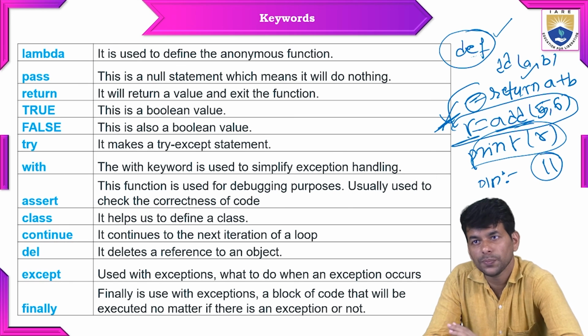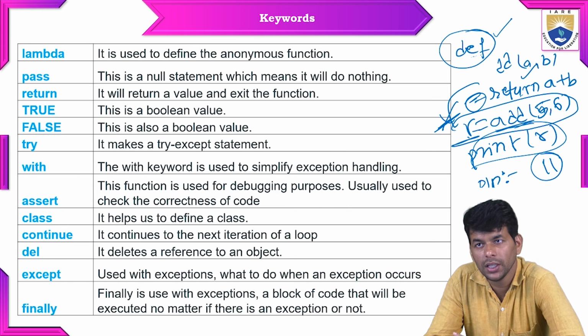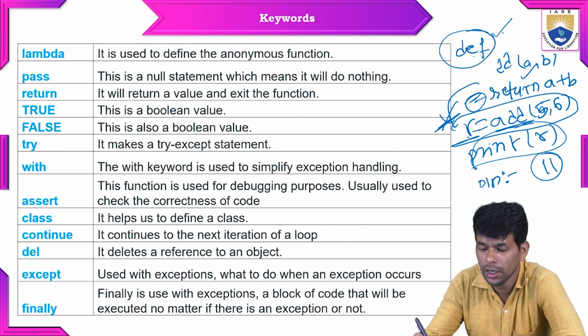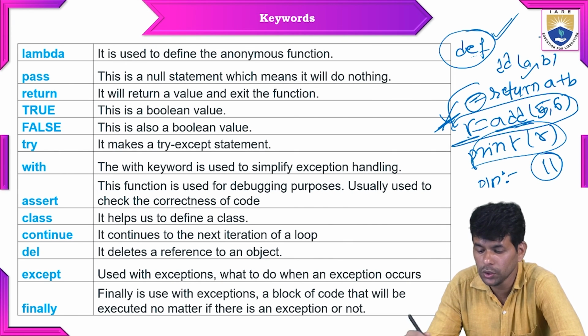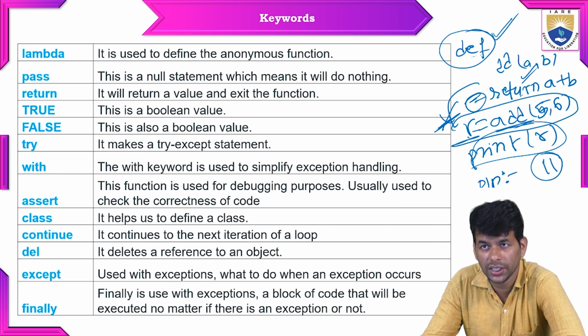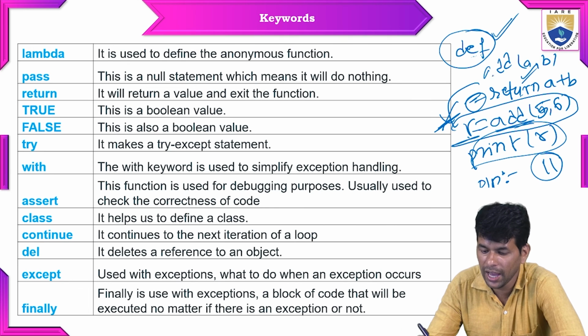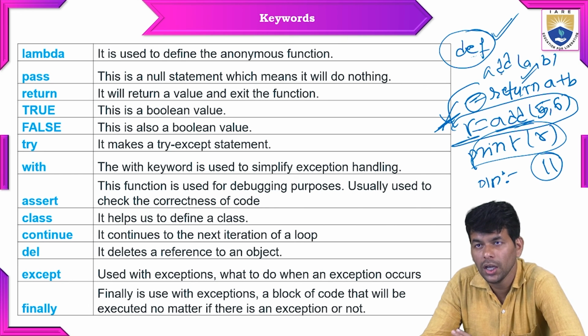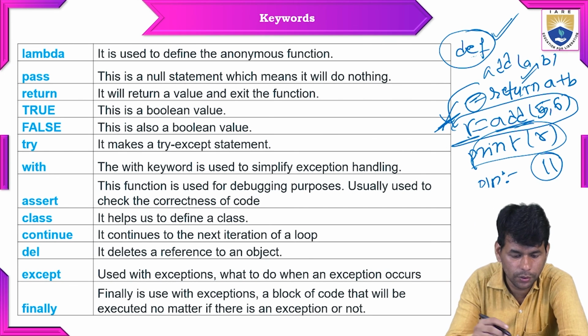So for explaining the return keyword, I have taken two keywords with me. The first keyword is the def keyword. The next keyword is the return keyword. The def keyword is used to define new functions, that means user defined functions. This add and mul are all user defined functions only. So this is the usage of the return keyword.